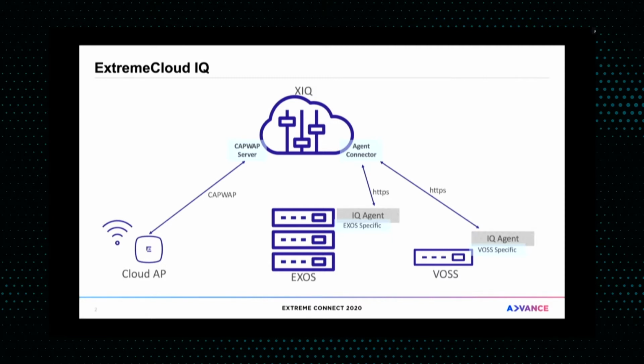And that IQ agent on the switch side will then collect specific information relating to the OS. So for EXOS, we'll do EXOS specific and VOSS specific. This information is collected through a variety of methods. We use the REST APIs on the switches. We use SNMP polling on the switches. We can also use LLDP to get neighbor information. We also have the capability through the agent to SSH into the switches for direct CLI access.